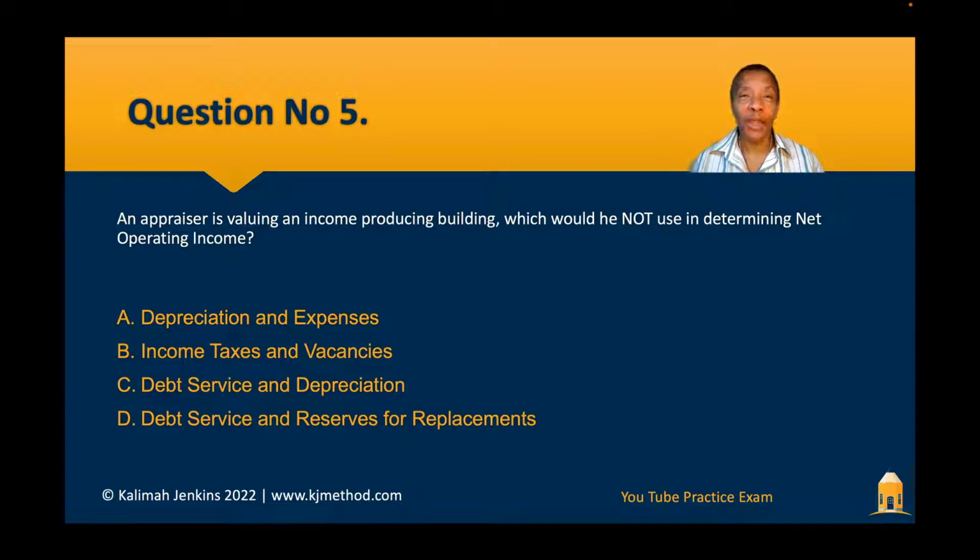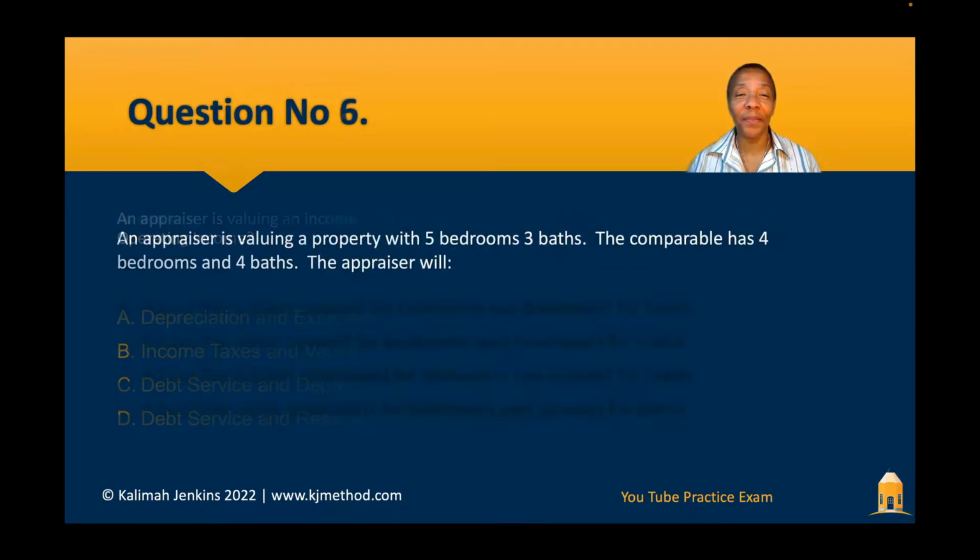But what about the C, where I said that C is the answer? Debt service and depreciation. There are actually 3 things that we do not use when calculating NOI. One is debt service, one is depreciation, and the last one would be income taxes. And the reason for that is because we like to see how the building itself is doing, not dependent upon who owns the building.